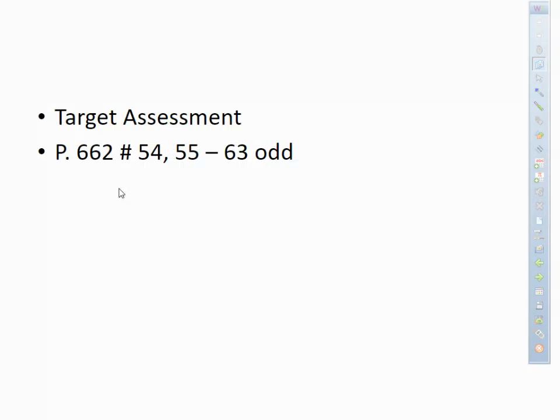All right, so this is your assignment for this part of our polar curves, doing tangent lines and finding the derivative. You're on page 62, you're just doing 54, and then numbers 55 to 63 odd, so that's not very many. So you can practice taking derivatives and finding horizontal and vertical tangent lines. So good luck.